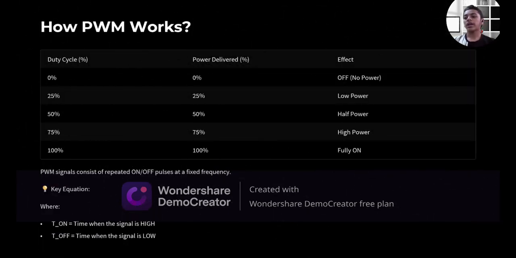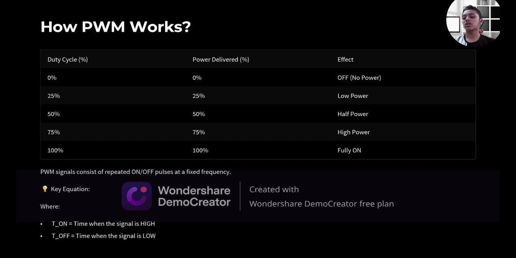How does PWM work? Here you can see the duty cycle 0%, 25%, 50%, 75%, and 100%, and also see the delivered power and effect respectively. When the duty cycle is 0%, power delivery is 0% and the effect is no power consumption. When the duty cycle is 25%, power delivery is 25% and the effect is low power consumption. And when the duty cycle is 100%, power delivery is 100% and the effect is that the fan is fully on.